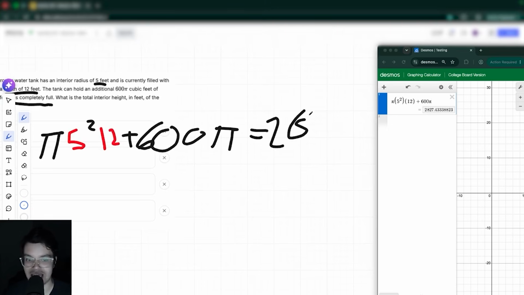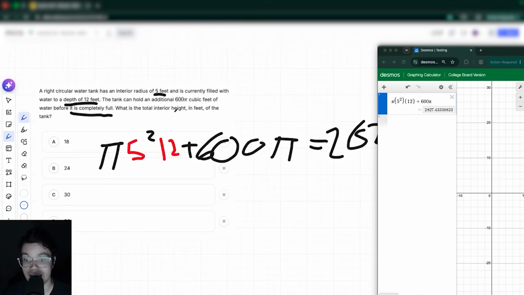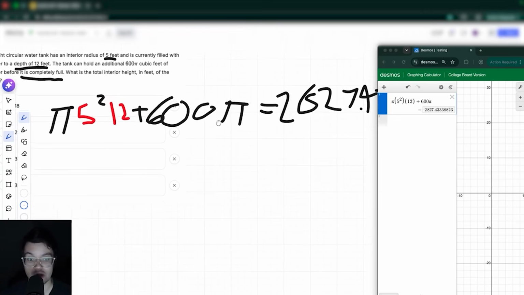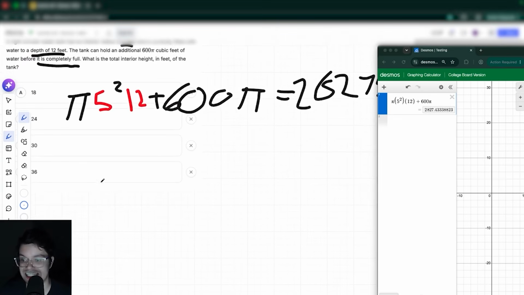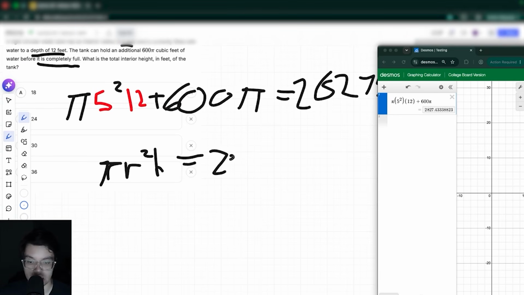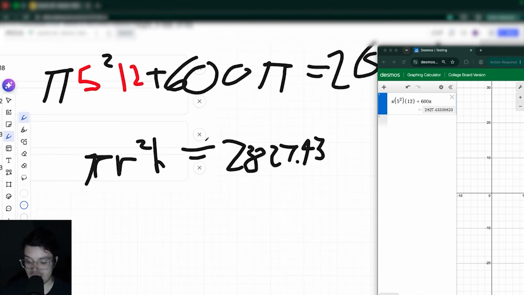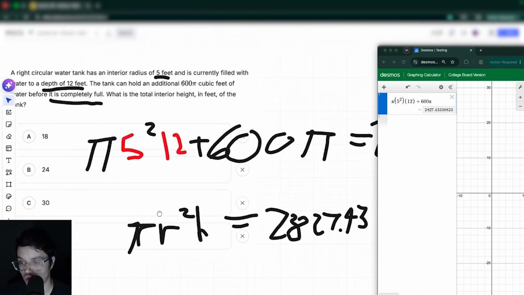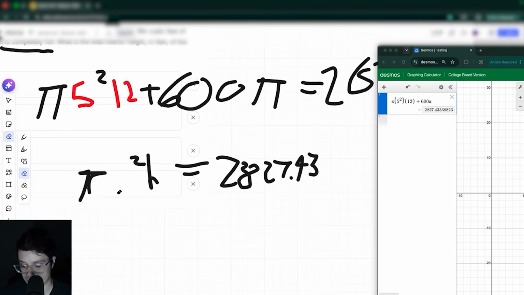But that would not be the answer, because it's asking what the interior height of the tank is in feet. So now we can make another equation using this exact same thing. Remember, pi r squared multiplied by h is equal to 2827.43. I can take this and make another equation. We already know it has to be 5 for the radius because that is how it was before.